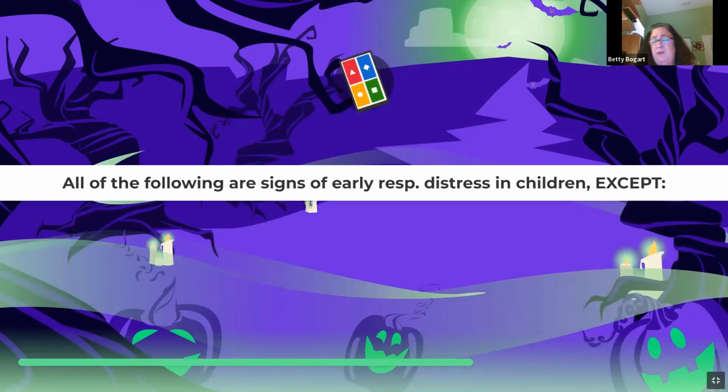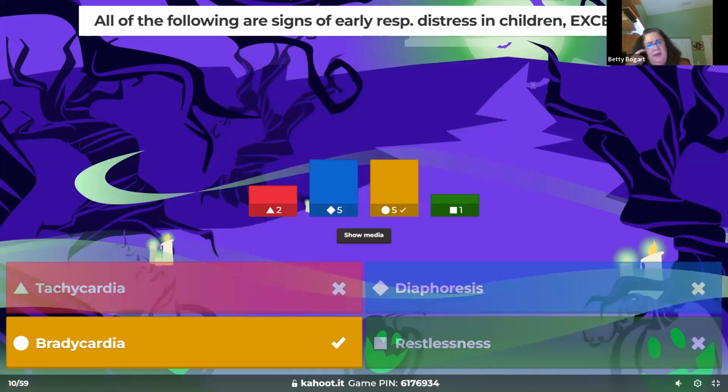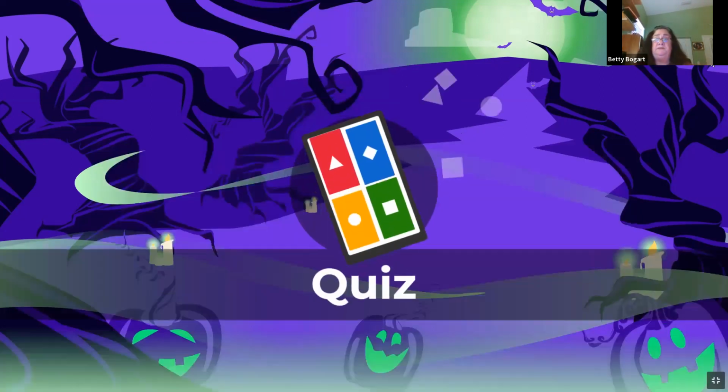All of the following are signs of early respiratory distress in children, except... We can have nasal flaring, retractions, abdominal breathing. We can have tachypnea. But if we're starting to see a child who has been tachycardic, now they're bradycardic, this child's about to crash and burn on you. So if you have a child in respiratory distress that's bradycardic, be prepared. That child's going to need some supplementary support for breathing.